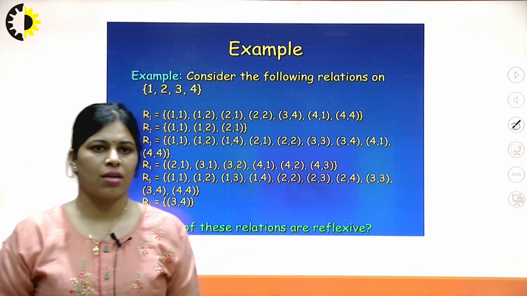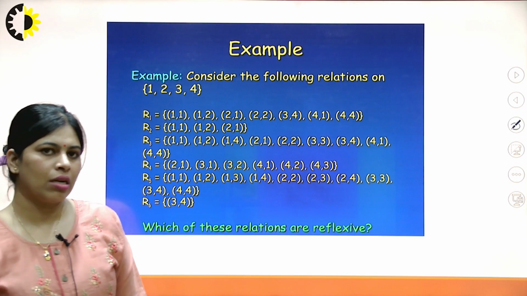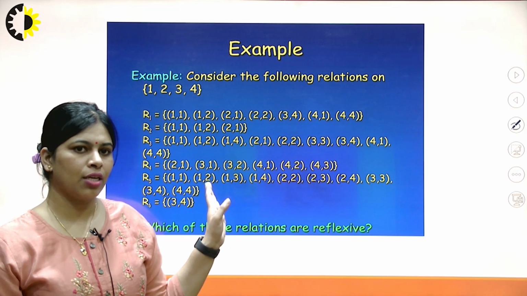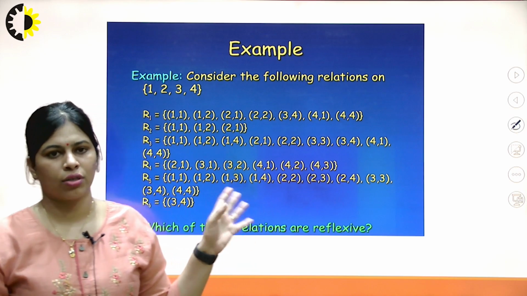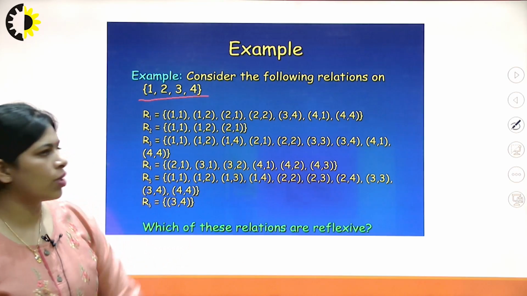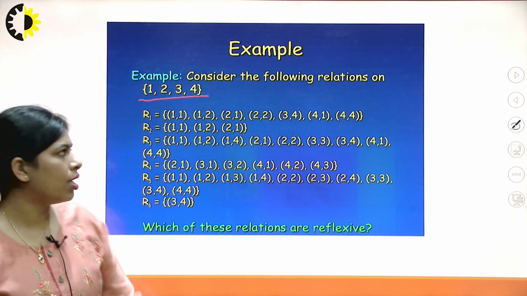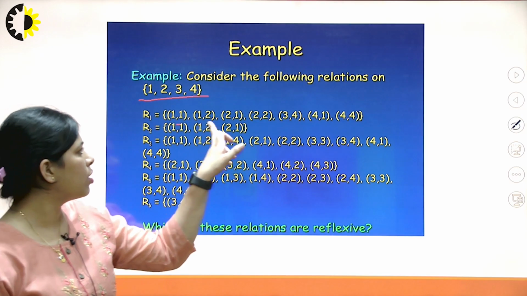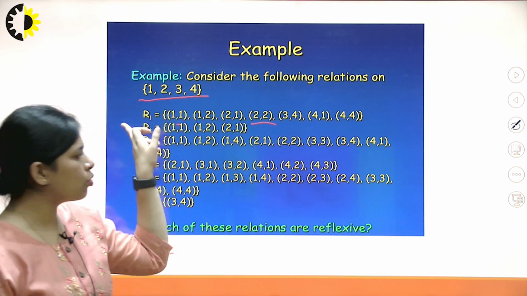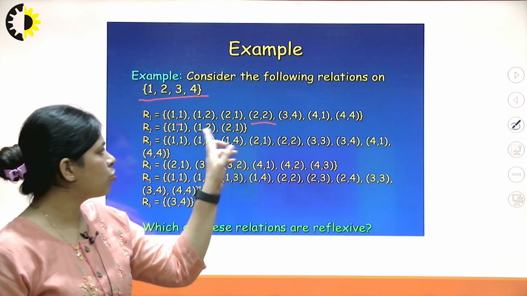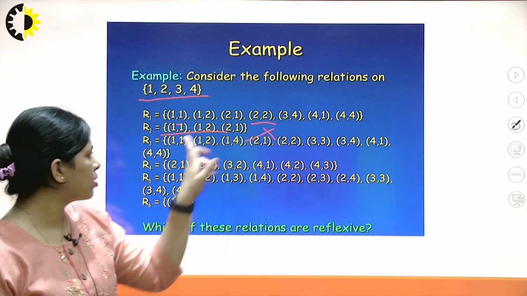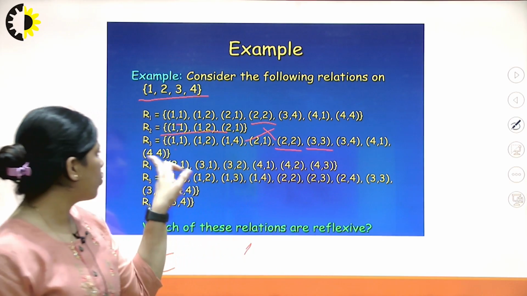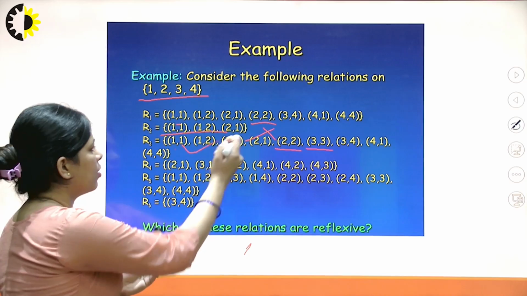Now comes another example. You may check by considering another example of reflexive and not reflexive relations. The set is 1 2 3 4. It means in every relation, the elements 1 1, 2 2, 3 3 and 4 4 should be present. In 1 1, 2 2 there is no 3 3, so this is not reflexive. In 1 1 there is no 2 2, 3 3, so this is not reflexive. You may calculate this relation 1 1, 2 2, 3 3 and 4 4, so this is a reflexive relation.